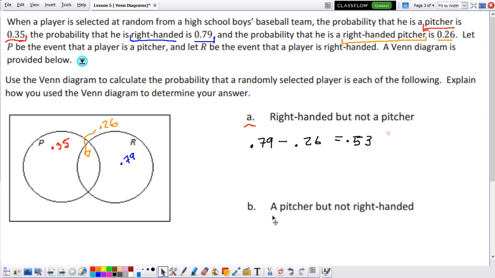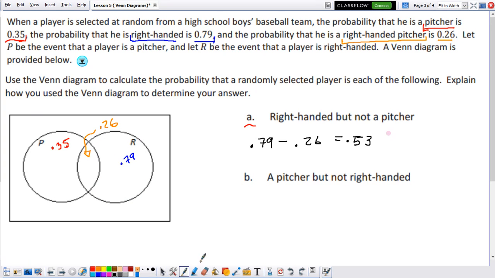All right, so now let's look at the other example here. We want to know the probability for someone to be a pitcher but not right-handed, which is the opposite scenario. Now, let's identify the region that we're interested in. We're interested in the region that is pitcher but not right-handed, which is this section. This is the section that we're interested in because this is pitcher but not right-handed. Now, how can we figure out this whole region? Well, again, it's the same idea. It's basically the whole circle minus the intersection.